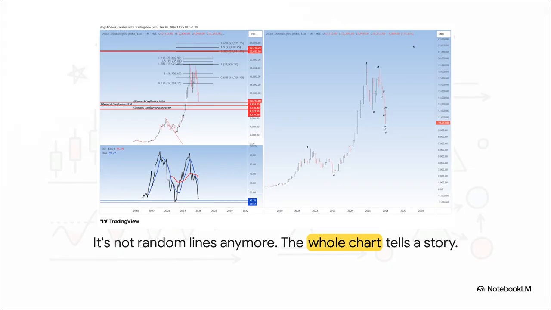So let's look at the whole chart one more time. It doesn't seem quite so random and chaotic now, does it? You can actually see the potential story taking shape. The Elliott waves give us the main plot. The Fibonacci levels mark the key turning points, and the RSI is down there confirming the story's momentum. It all clicks together to form one single, coherent idea.